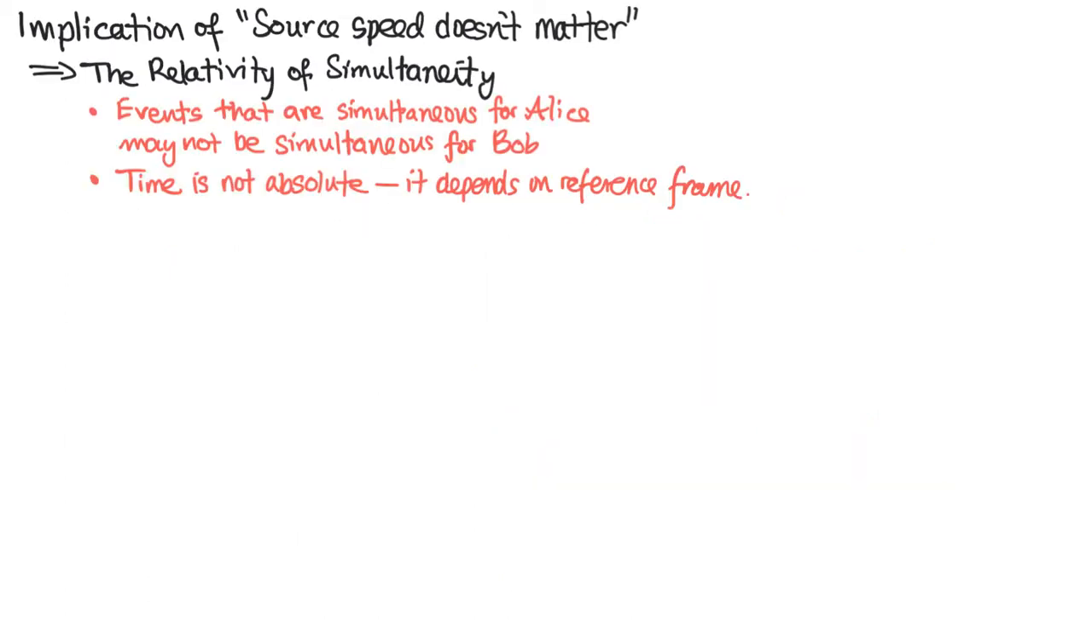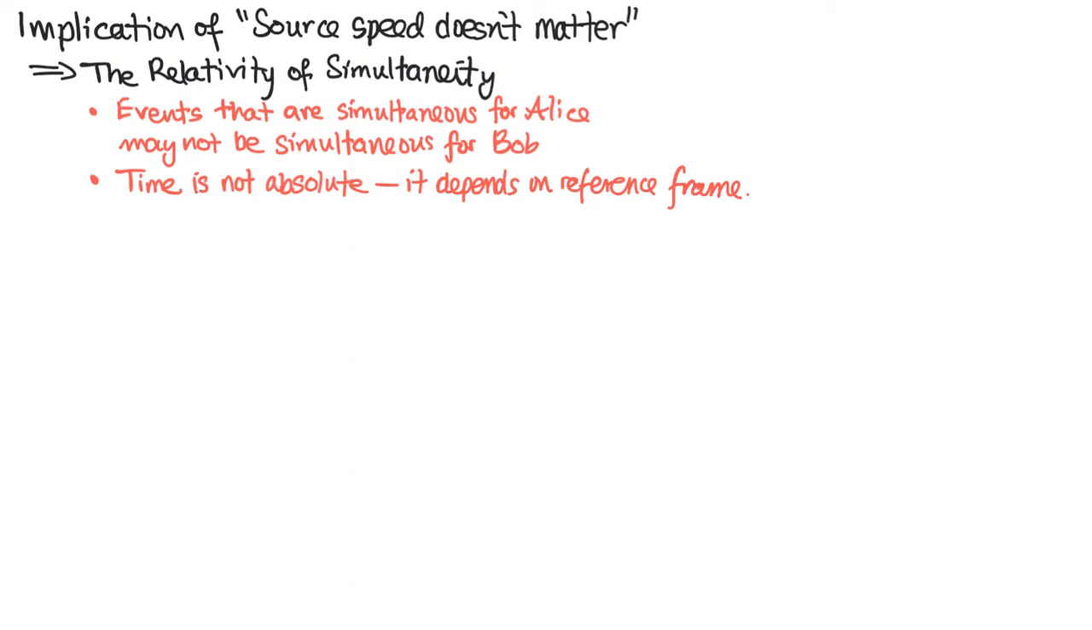So let's now actually explore the implication of this source speed doesn't matter principle that applies for photons and anything actually traveling at the speed of light. What we're going to find out is that we have a consequence of the source speed doesn't matter principle, and that is that events that are simultaneous for Alice may not be simultaneous for Bob. And we're going to give this the name the relativity of simultaneity.